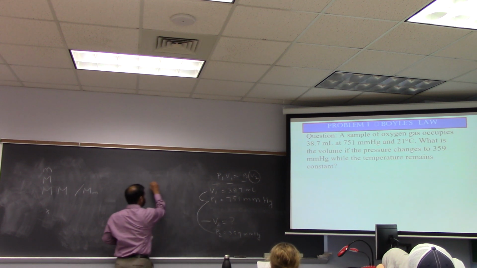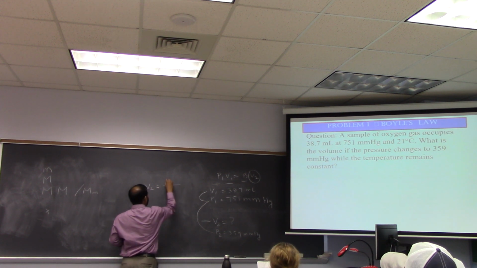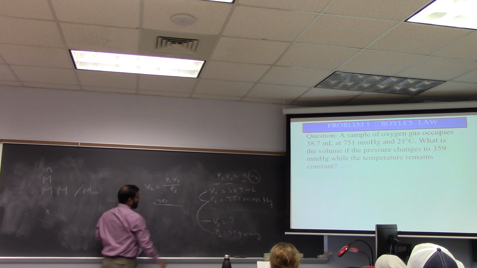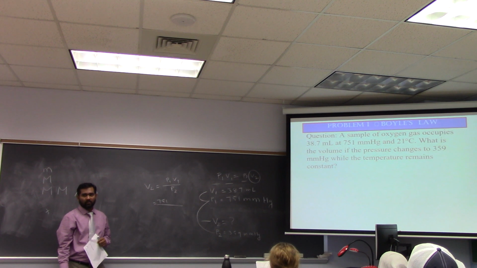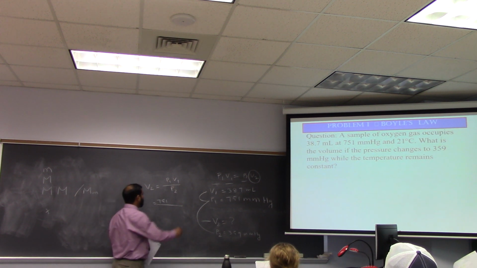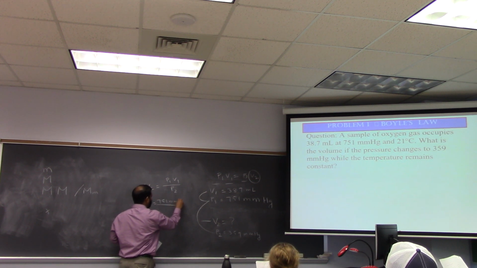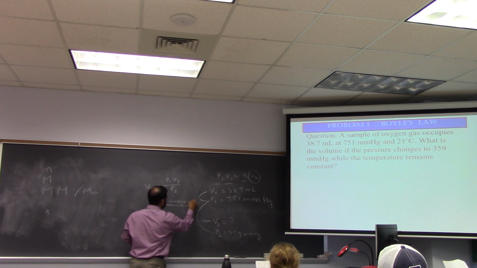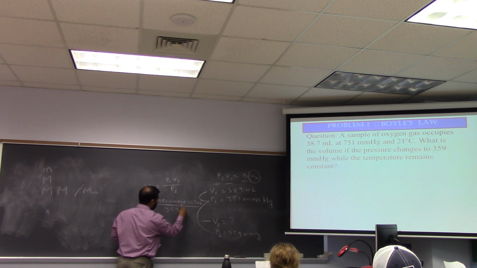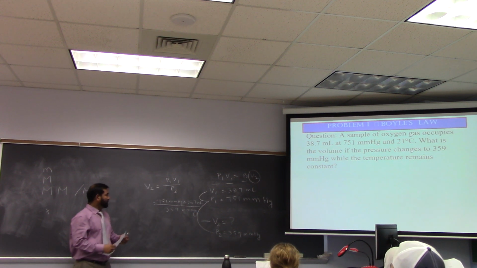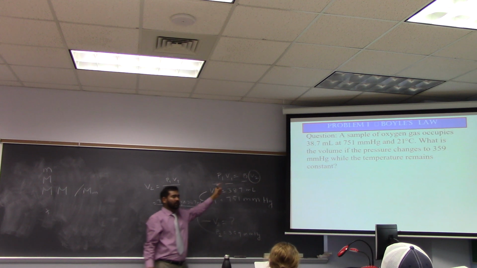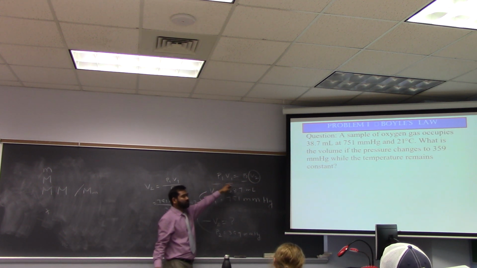If you rearrange the equation, V2 would be P1V1 over P2. So P1 is 751. Question: do we need to convert millimeter mercury to atmosphere? No, you don't have to. If you do that, that's also okay. You can convert, but you don't have to. 751 millimeter mercury times V1, which is 38.7 milliliters, over P2, which I have as 359 millimeter mercury. Look at that. If you have two values, P1 and P2, the unit is going to be the same whatever you take, because if you divide by 760 on both sides, the answer is the same.